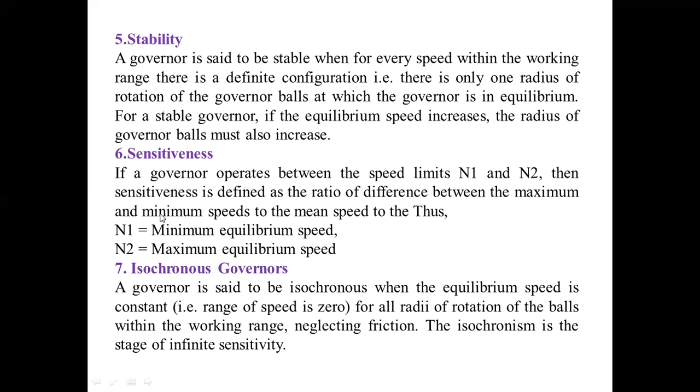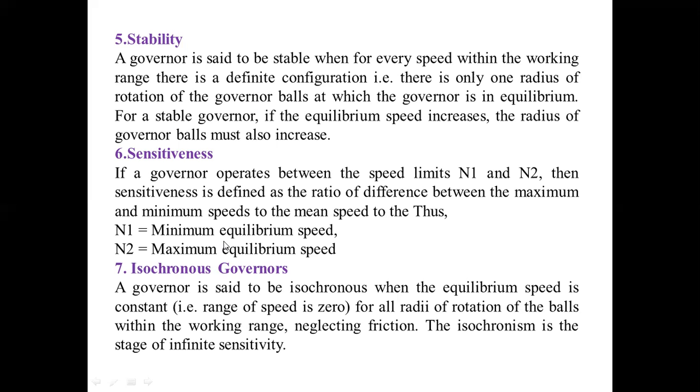Next, sensitiveness. Define sensitiveness. If a governor operates between the speed limits N1 and N2, where N1 is minimum and N2 is maximum, then the sensitiveness is defined as the ratio of the difference between maximum and minimum speed to the mean equilibrium speed.